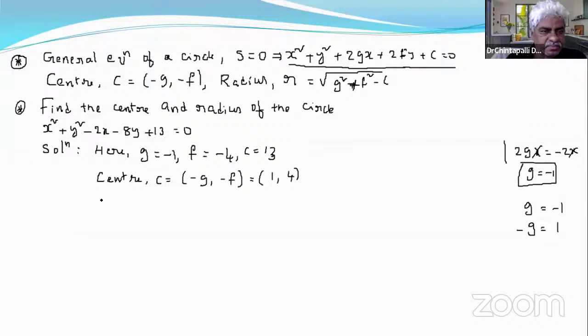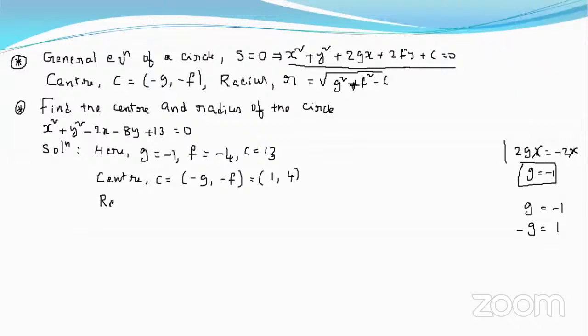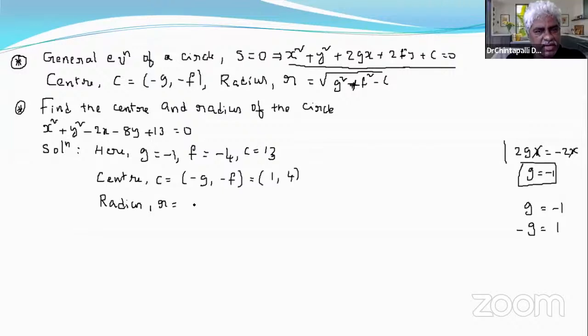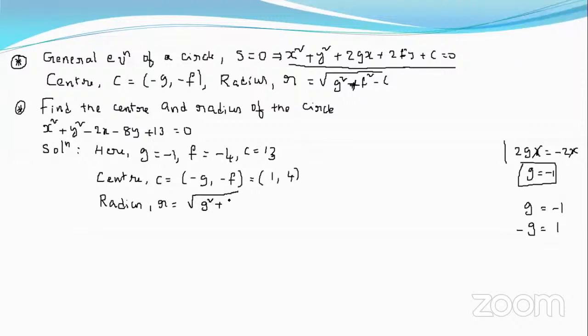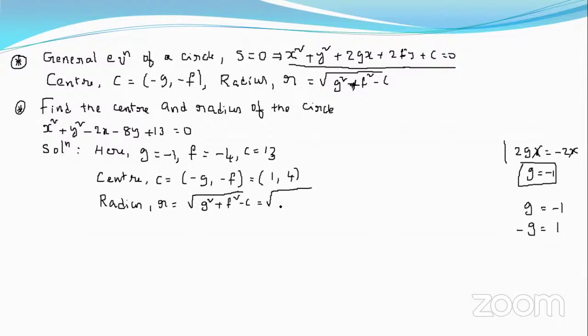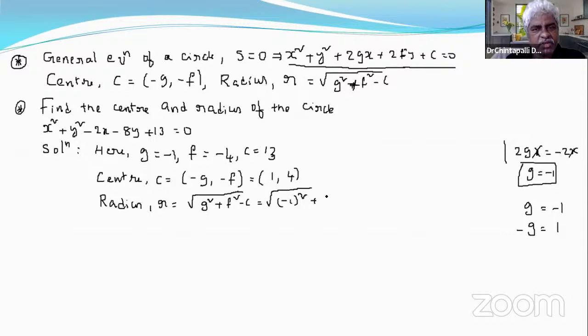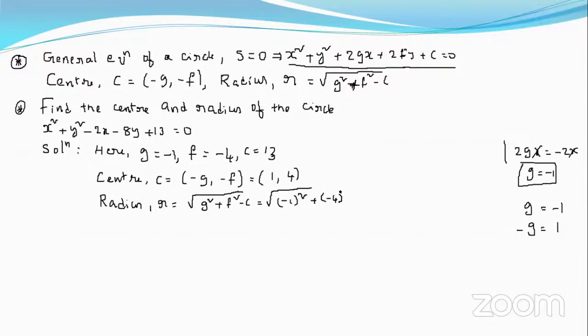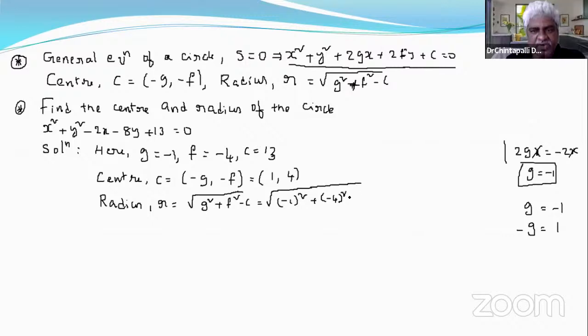How to find radius? Root of g square plus f square minus c. That's the formula. G square means what is g? Negative 1. So g square means negative 1 whole square, 1. Plus negative 4 whole square, minus 13. Very good.